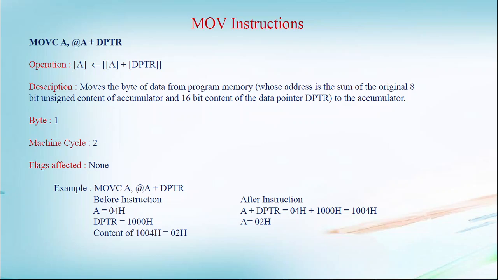Example, MOVC A comma @A plus DPTR. So let us consider before the instruction A is 04h, DPTR is 1000h and the content of 1004h is 02h. After the instruction gets executed, A plus DPTR becomes 1004, and in 1004 02h is there, so 02h will move into register A. Now after the instruction gets executed, A will become 02h.